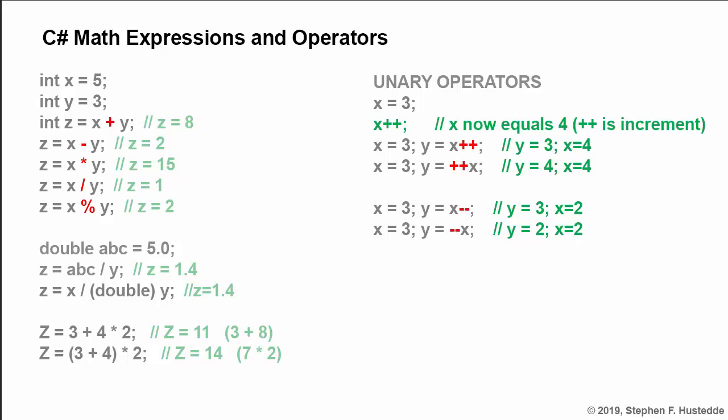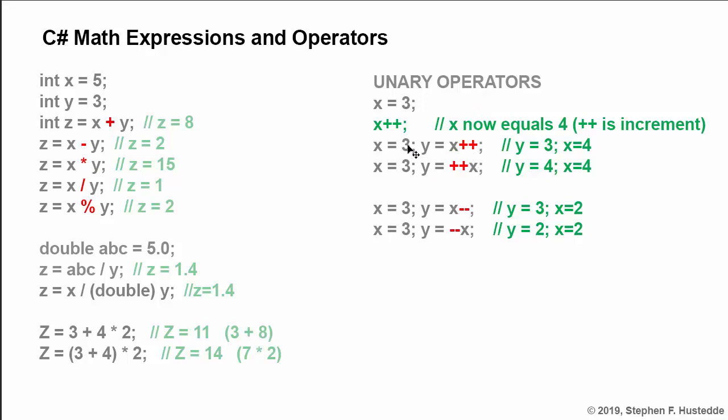Here I can take the value of x and assign it 3, and then I can say x plus plus, and that simply says to increment x by 1, and x now would equal 4. That unary operator can occur before or after a variable in an expression.